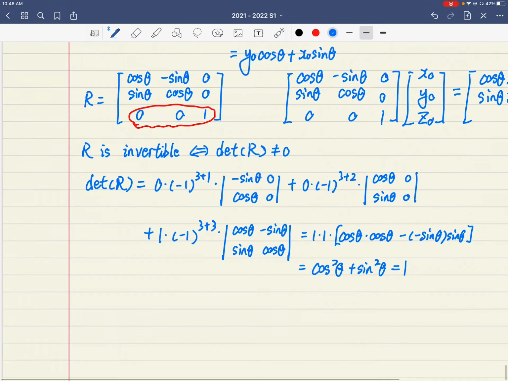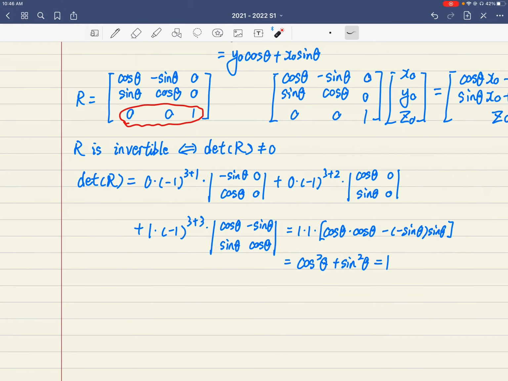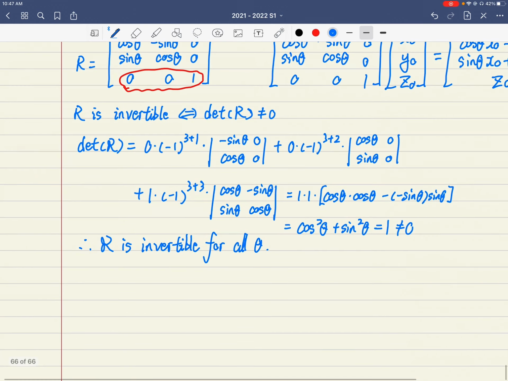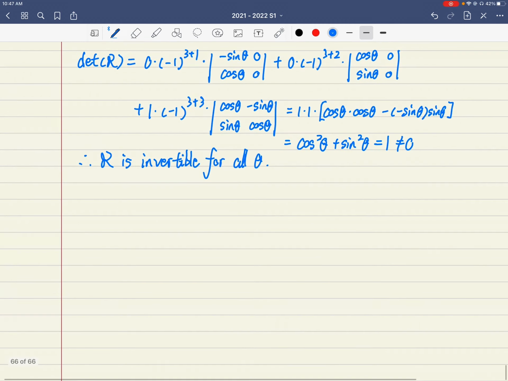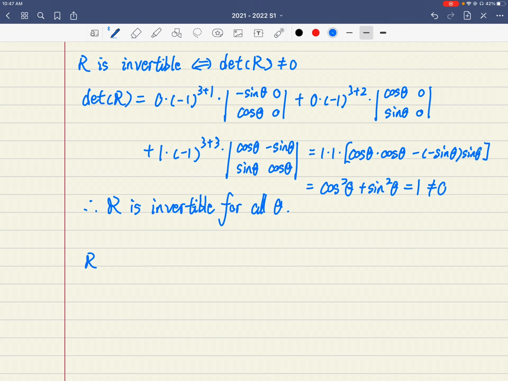So it is cosine theta squared plus sine theta squared. It's always 1. So you can see, no matter what value we give to theta, cosine theta squared plus sine theta squared is always 1. So for any value of theta, the determinant of R is always 1. It's always non-zero. So that's why R is invertible for any value of theta. Then find the inverse, R inverse.